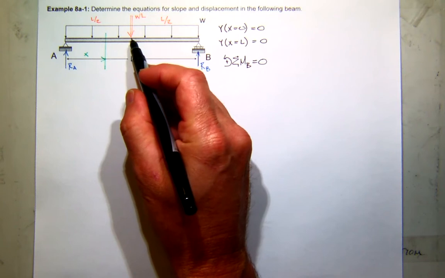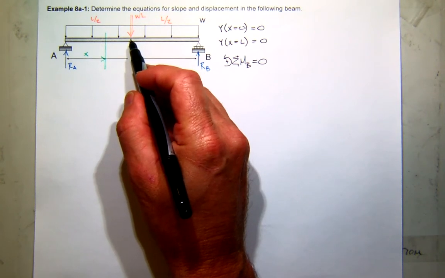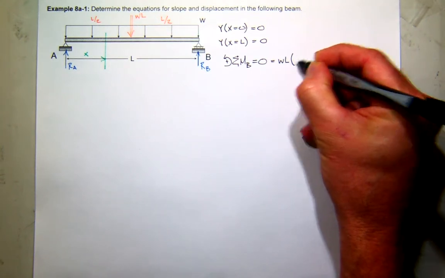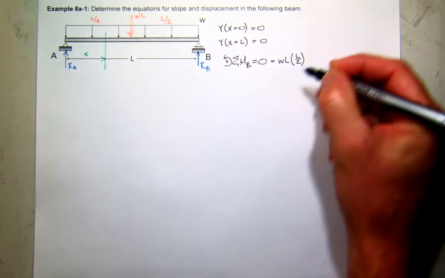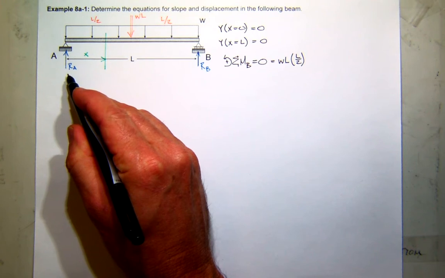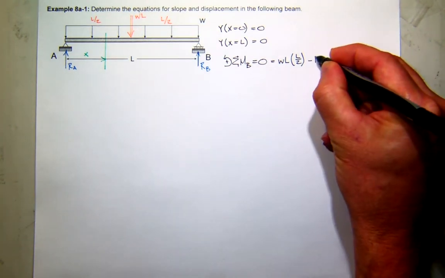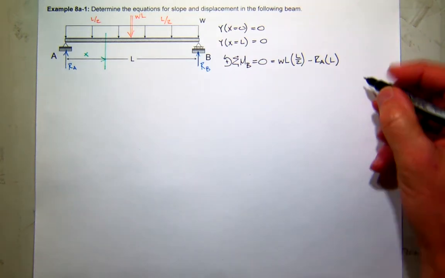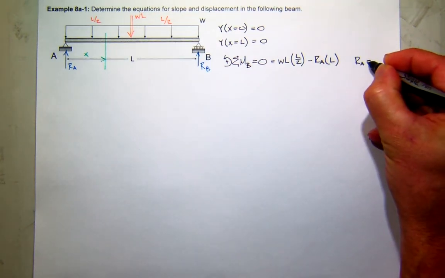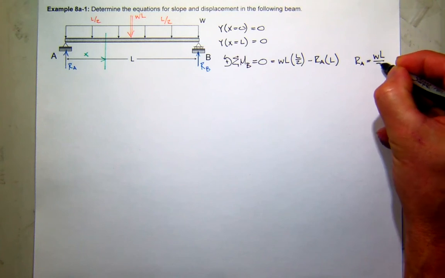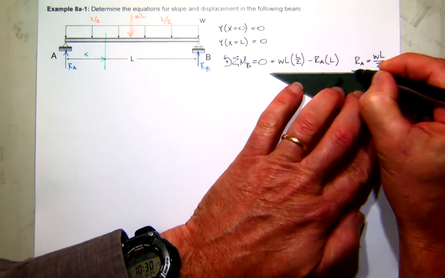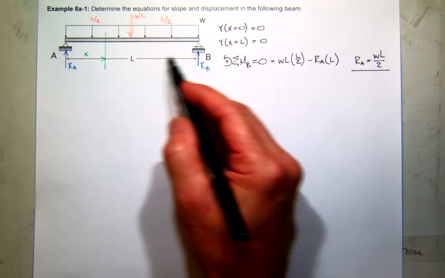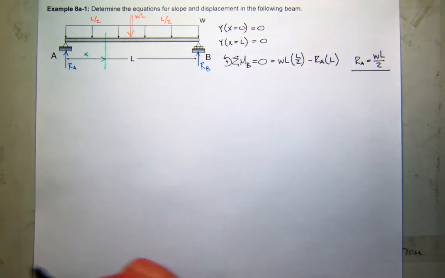About B, my concentrated equivalent load creates what kind of moment, positive or negative? Positive. So I've got a load of WL times a moment arm of L over 2. And then I've got my reaction creating negative moment with a moment arm of L. So you can see my reaction at A is WL over 2. Shouldn't be a surprising result. Basically half the load goes to A, and I bet if we sum forces in the Y direction, we find the other half the load is over here at B.